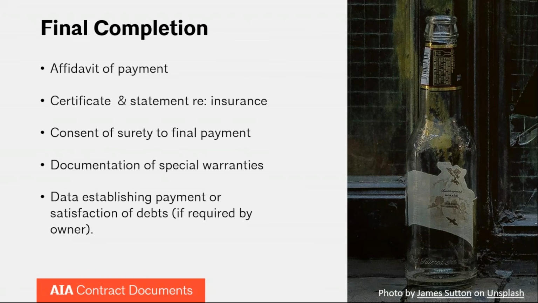And these are all located in the A201, but they have to complete an affidavit of payment that they have paid their subs. Again, that idea of trying to protect the owner from lien claims from subcontractors. The contractor also has to complete statements and certificates about ongoing insurance. They have to get consent of surety to final payment if there is a surety bond on the project, and also provide documentation about special warranties.